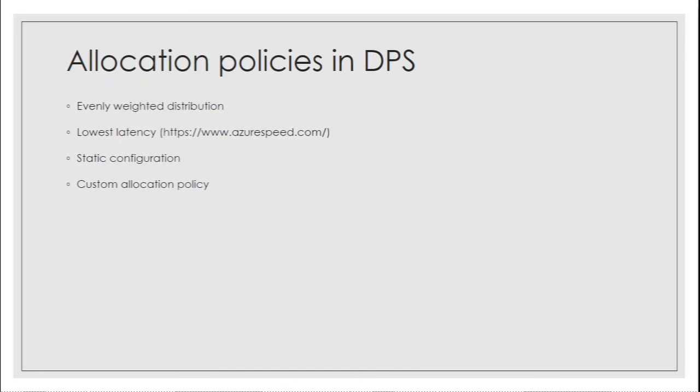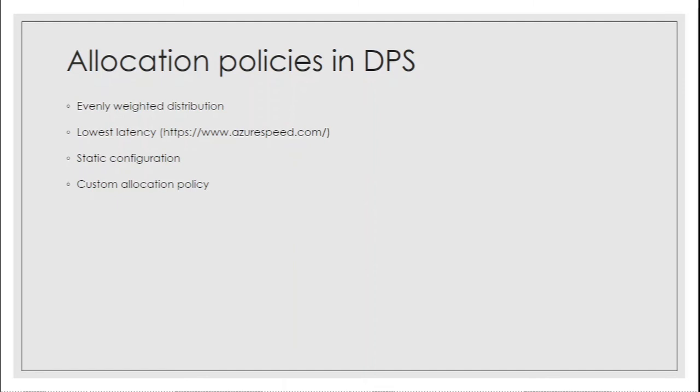Coming to another option, the lowest latency. Let us say you have 10 devices and there are 5 IoT hubs. Your devices might not be in the same location. Some of the devices might be in the US, some in India, some in the UK, and your IoT hubs might also be spread out, one in the US, one in the UK, and one in India, like that.